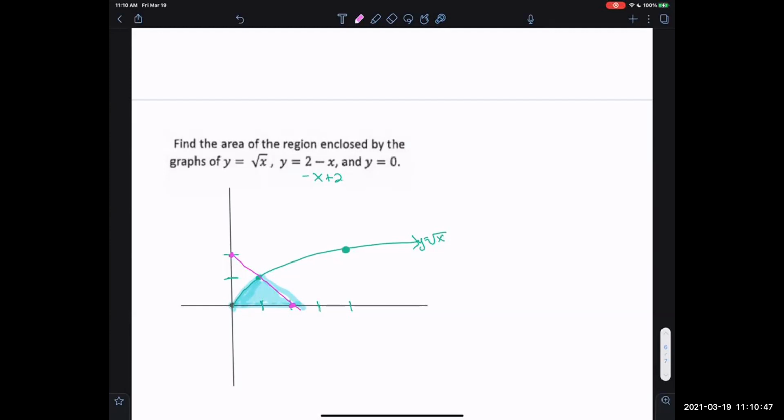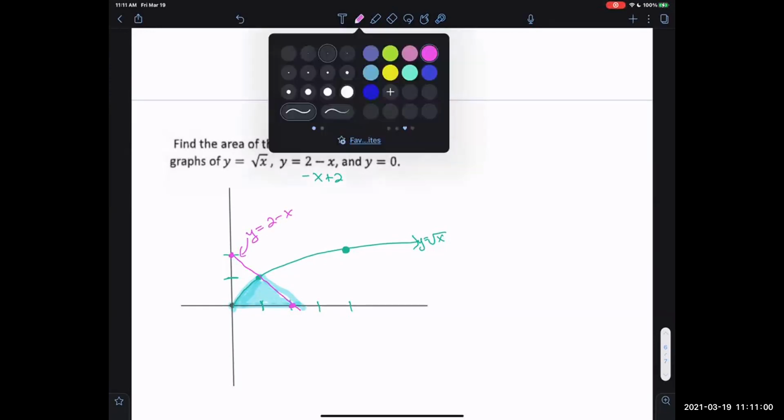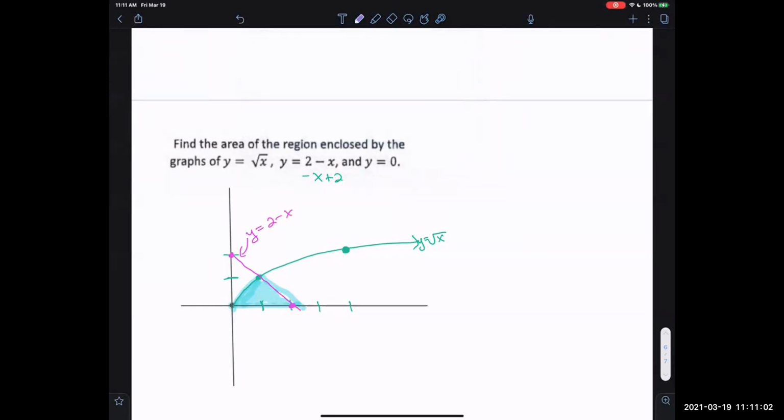So I think right minus left works a lot better. And my equations are pretty simple. My equations are easy enough to change to x equals equations. So I'm going to do that. So if I square both sides, I will have x equals.